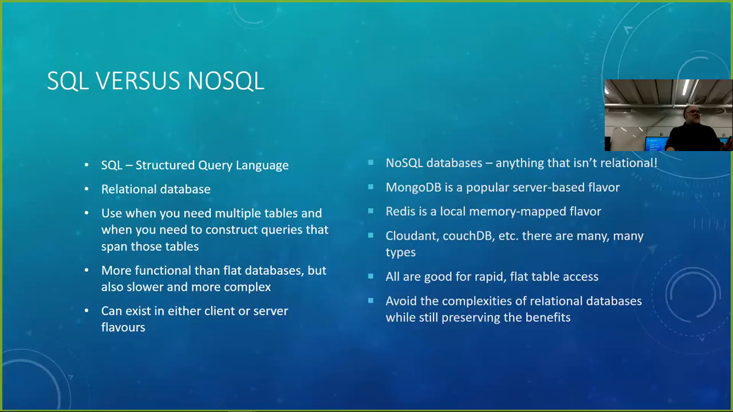If, on the other hand, you've got something that doesn't have these complex relations, you're really talking about flat databases or NoSQL databases. MongoDB is a great example of this. Redis is one I've been using a fair amount lately that's just memory mapped. It doesn't actually even exist on the disk.